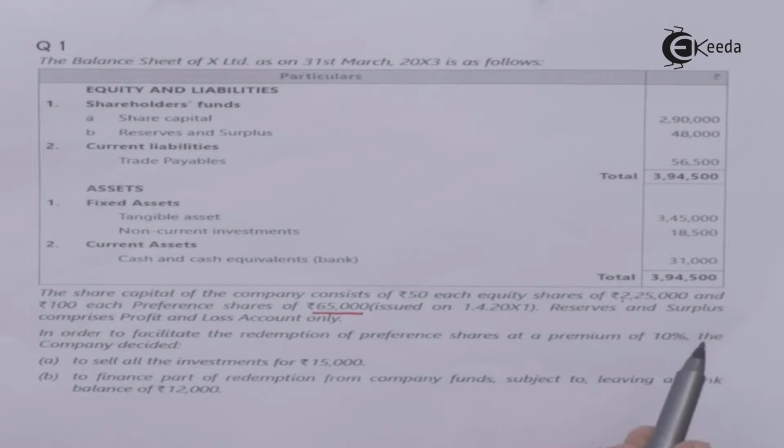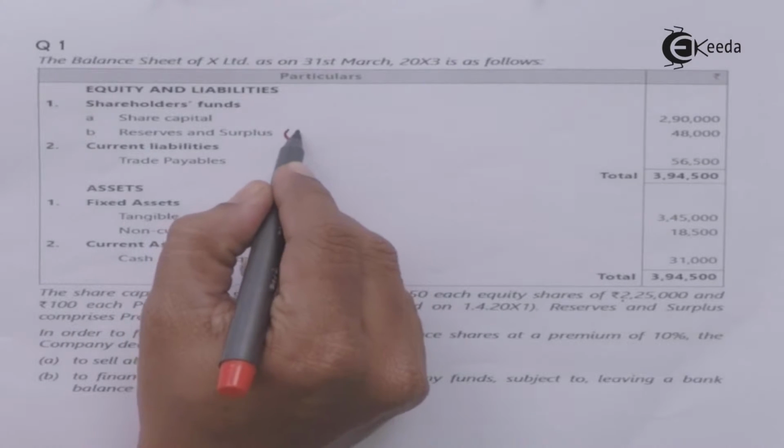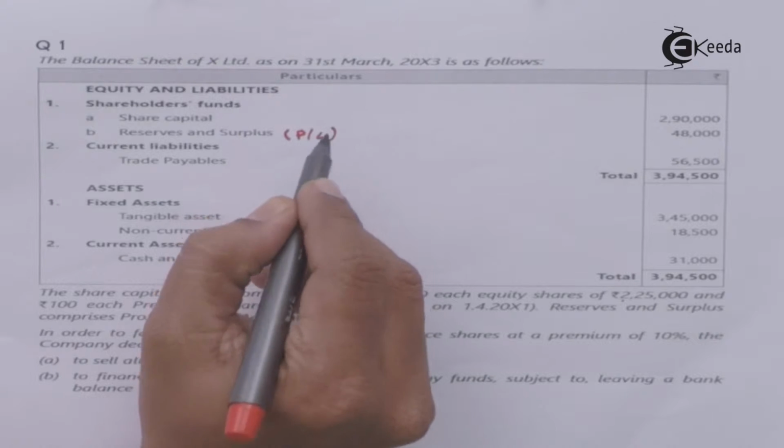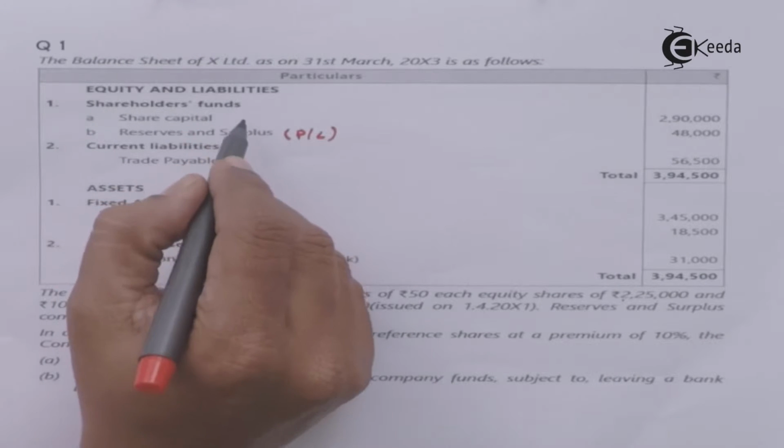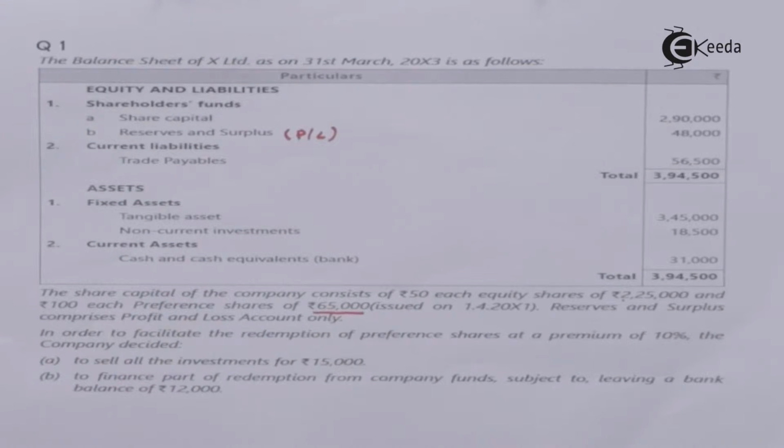And reserve and surplus comprises of profit and loss account only. They are saying that in reserve and surplus we are having only profit and loss. In share capital we have equity share capital as well as preference share capital.